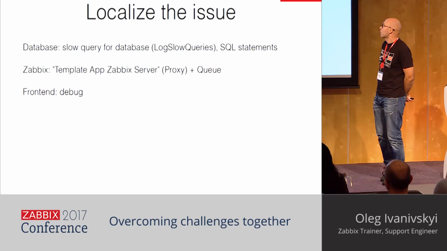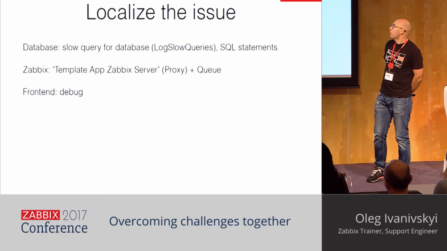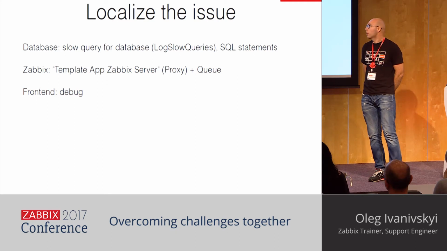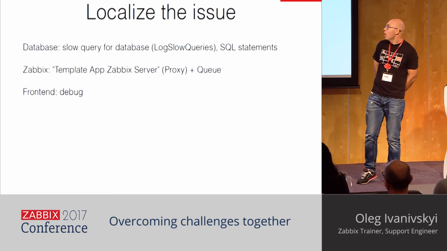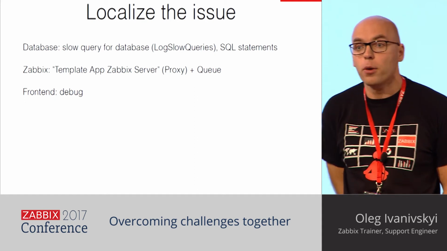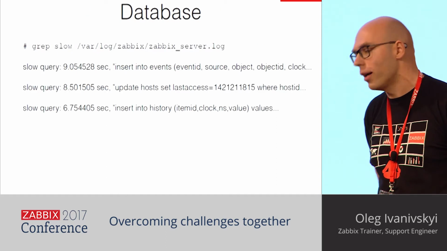So you can use Zabbix tools or Zabbix solutions to localize the issue. For the database, you can use log slow queries to detect the issue itself. We can use SQL statements as well. For the Zabbix application, you can use our official template for performance, Template App Zabbix Server, to check Zabbix server health. Also, you can use queue. And for the frontend, to localize that the frontend itself has an issue, you can use debug. Not only, but you can use debug.